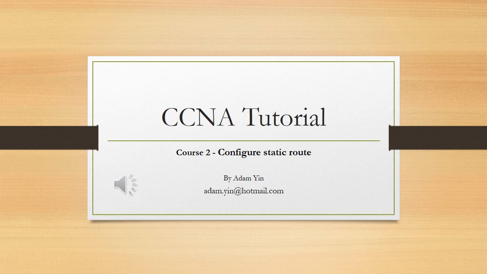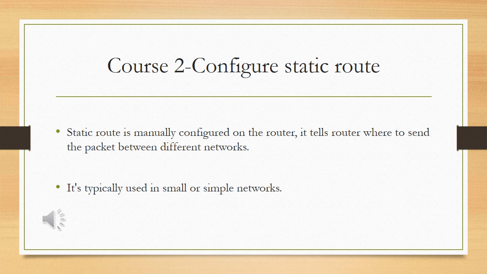Today we're going to explore how to configure static route on a Cisco router. Static route is manually configured on the router. It tells the router where to send the packet between different networks. It is typically used in small or simple networks.